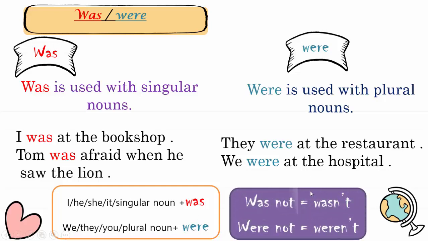And the negative form, as you can see, was not. The abbreviation for was not is wasn't. For example, I wasn't, or I was not at the bookshop. The negative form of were is were not or weren't. They were not at the restaurant, or they weren't at the restaurant.